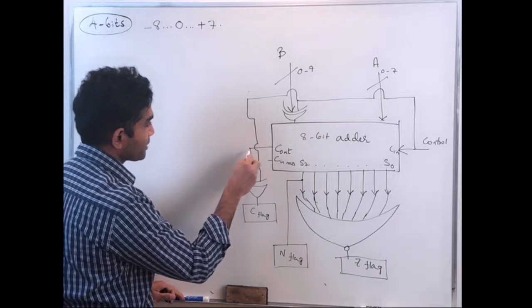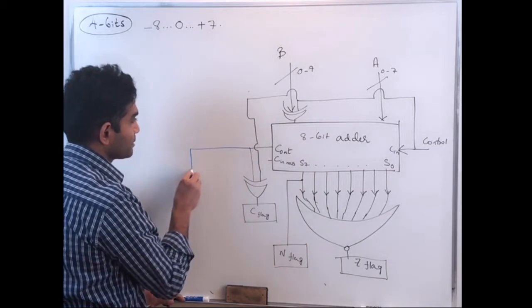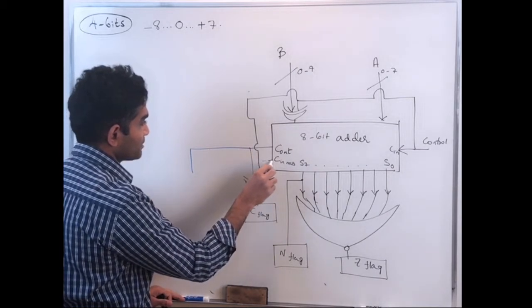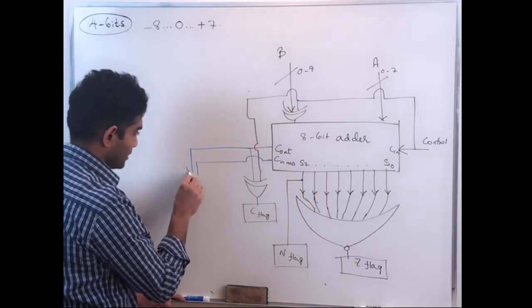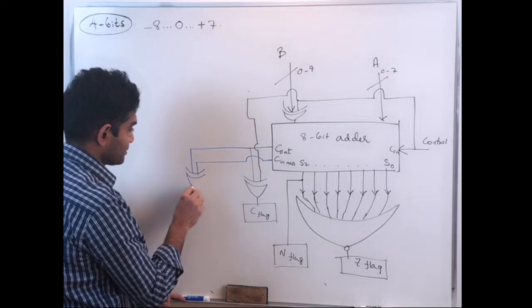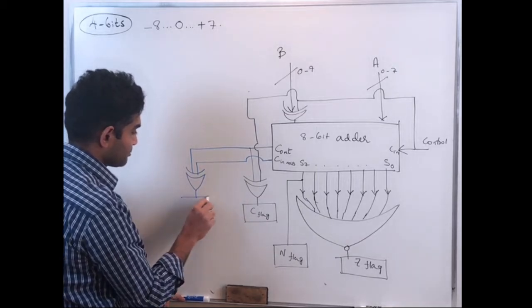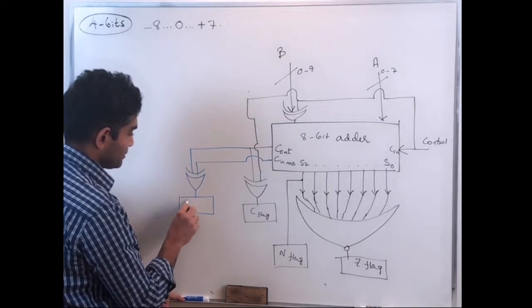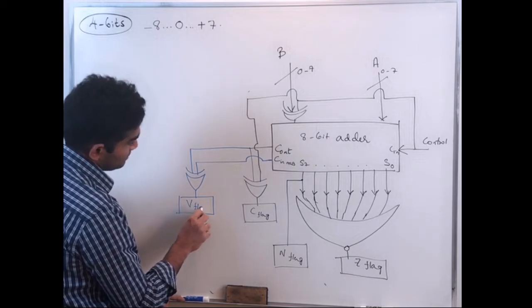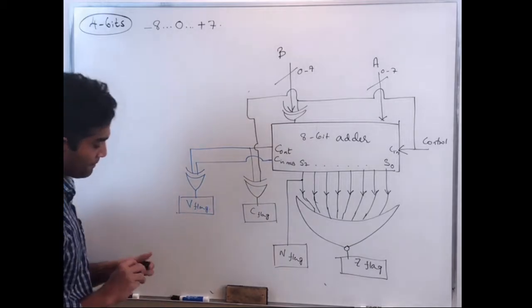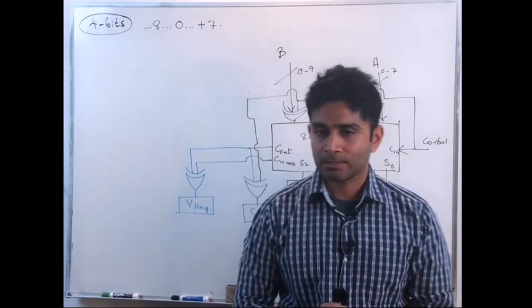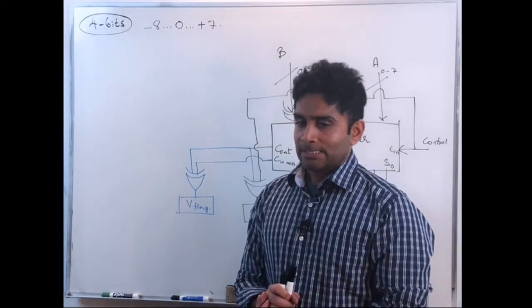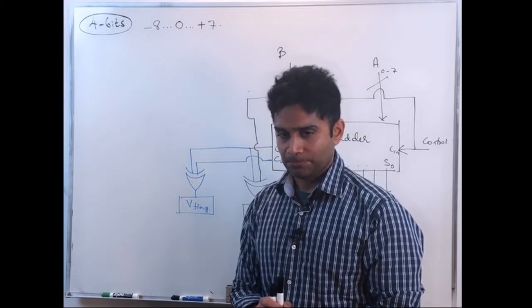So I have my C out already here. C in. Another XOR gate. That's my Vflag.